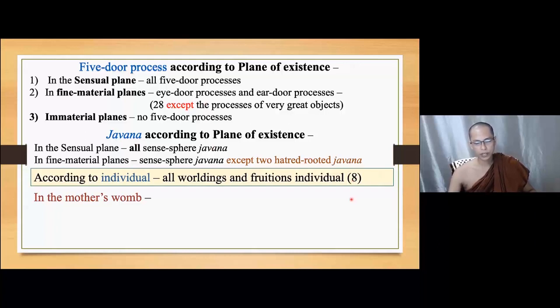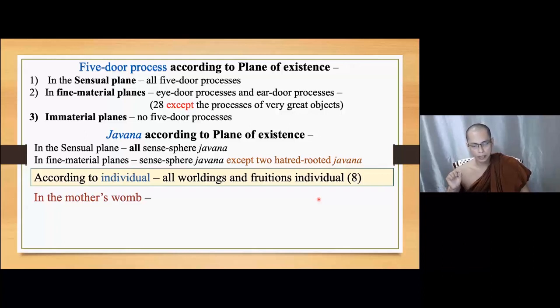So can you guess in which individuals they cannot arise? It means there remain only four individuals. They are the magga individuals, the individuals of the path. At the precise moment of the path consciousness, it is called the individual of the path, the maggattha person, maggattha individual. So it's called Sotapatti Maggattha, Sakadagami Maggattha, Anagami Maggattha, Arahatta Maggattha.